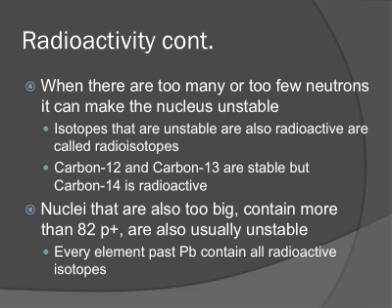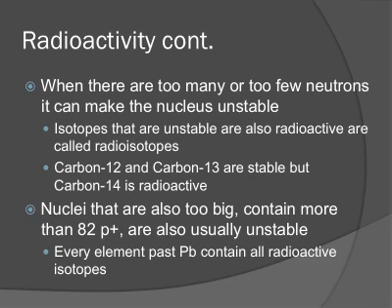So isotopes that are unstable are also radioactive, and these are called radioisotopes. Carbon-12 and carbon-13 are pretty stable. They have a pretty close to 1-to-1 ratio. But carbon-14, however, has an additional neutron, which throws off the balance. This one is radioactive, which means it's going to do anything it can to become a 1-to-1 ratio.